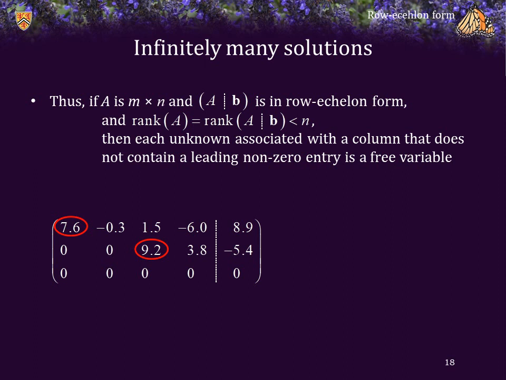Columns 2 and 4 do not have leading non-zero entries in them, and consequently we will declare x2 and x4 to be free variables.